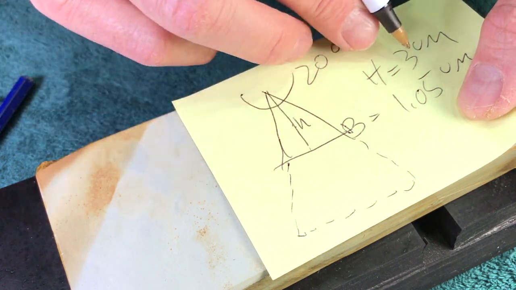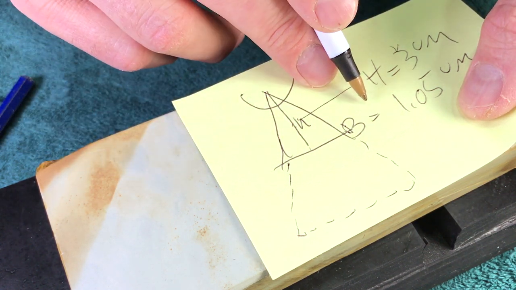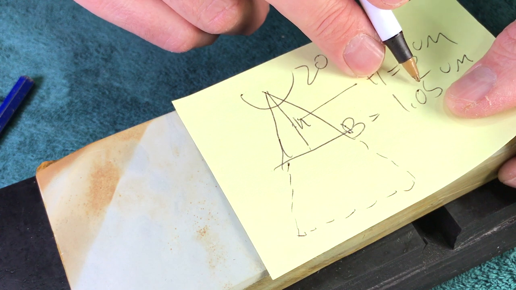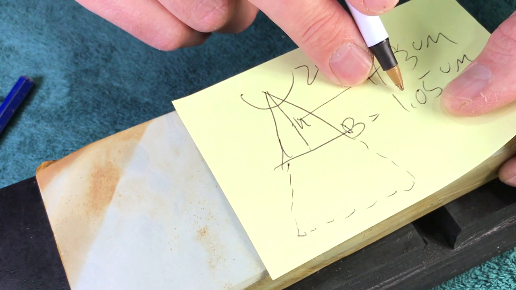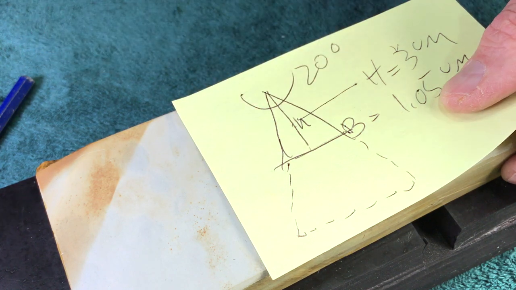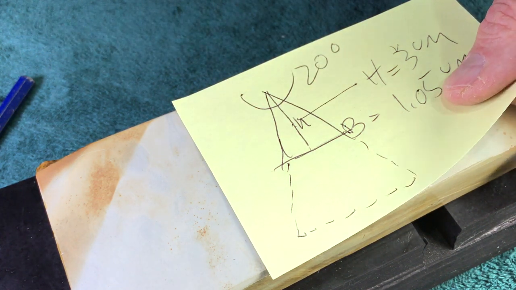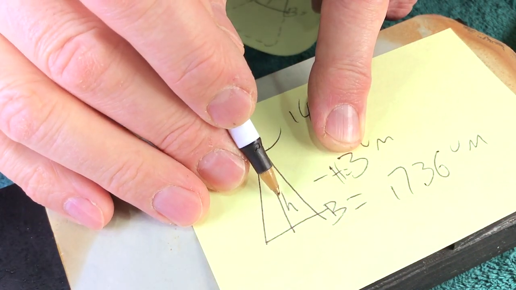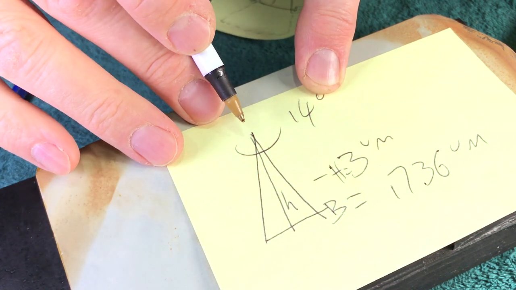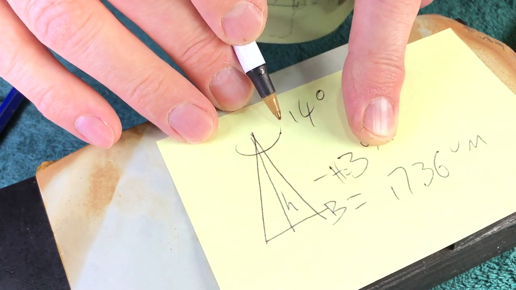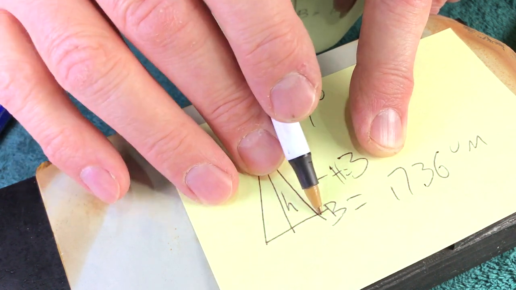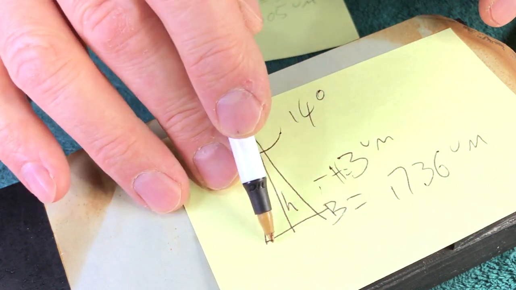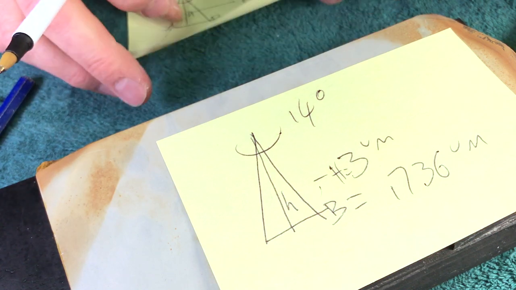So if the height is 3 microns, your base comes in to be a hair over 1 micron. If I take a 14 degree bevel, height 3 microns, always the same, right? Angle up here is 14 degrees. My base is just about 3/4 of a micron across. So you can see the edge width here, at 14 degrees, is much smaller than it is with 20 degrees.